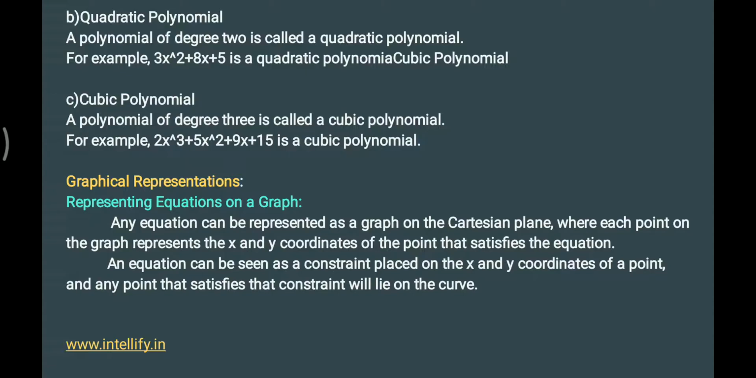And let's go to the cubic polynomial. A polynomial of degree 3 is called a cubic polynomial. For example, here we can say 2x cube plus 5x square plus 9x plus 15 is a cubic polynomial.